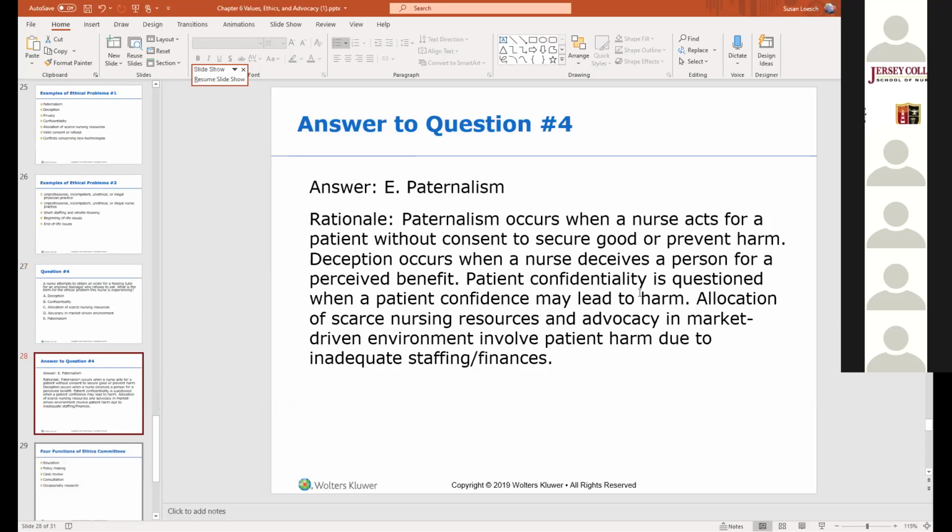Paternalism occurs when the nurse acts for the patient without consent to secure good or prevent harm. Deception occurs when the nurse deceives the patient for a perceived benefit. So deception would be like, let's say your patient was supposed to get a narcotic for pain and you gave him Tylenol and took the narcotic for yourself. Patient confidentiality is questioned when a patient's confidence may lead to harm. Allocation of scarce nursing resources and advocacy in a market-driven environment involve patient harm due to inadequate staffing or finances.